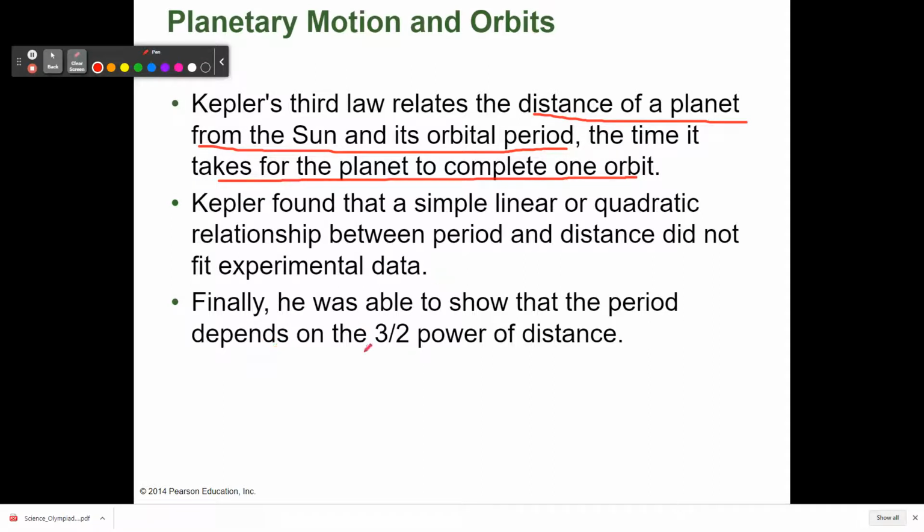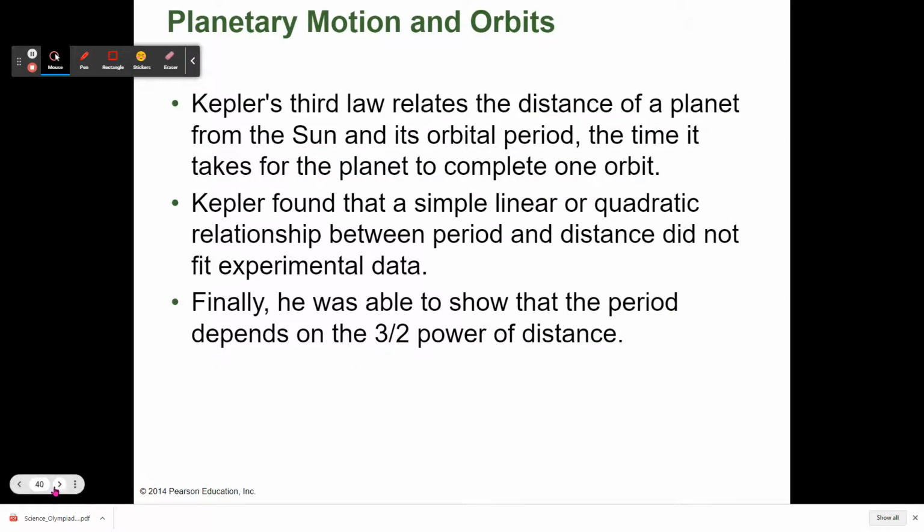What he was able to show was that the period depends on a 3/2 power of the distance. I'm going to show you the formula for that in just a second. Remember, a quadratic relationship would show that it was something to the second power. A linear relationship would show that it is something to the first power, but it's actually not a whole number. It's the 3/2 power that it's related to.